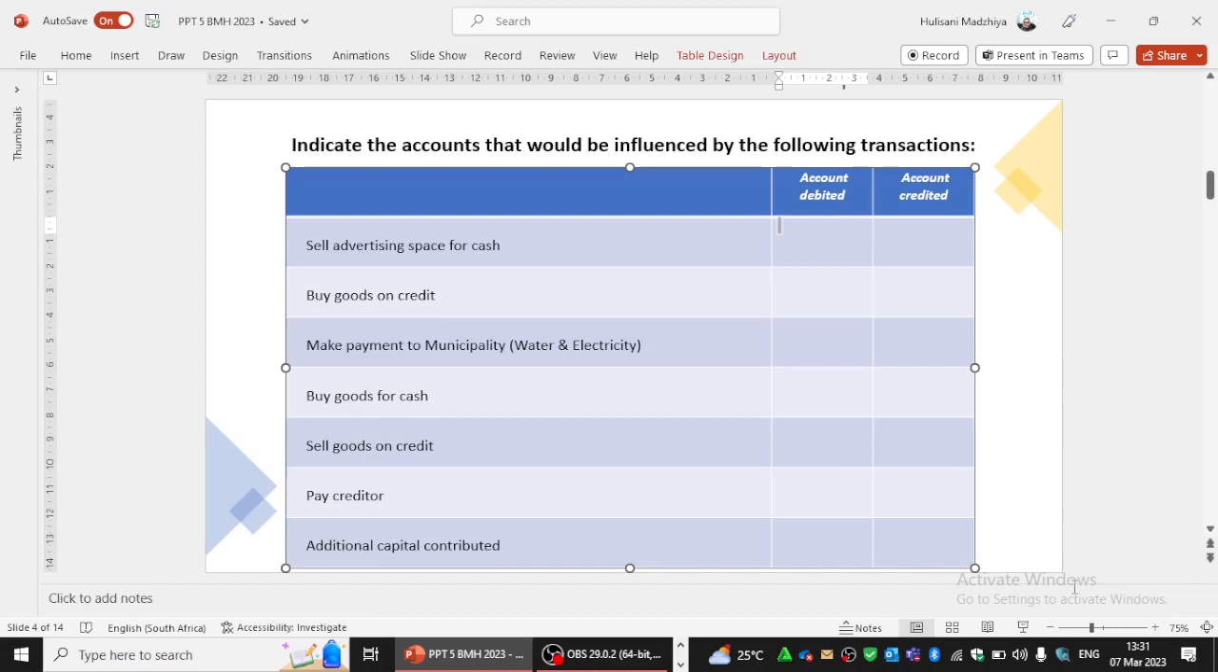So you're still correct. The account that will be credited will be your sales, but that sales account has to be identified as an advertising space sales account, to show that the sales account is going up by advertising sales, not by goods sales, so that you can still track all your information.